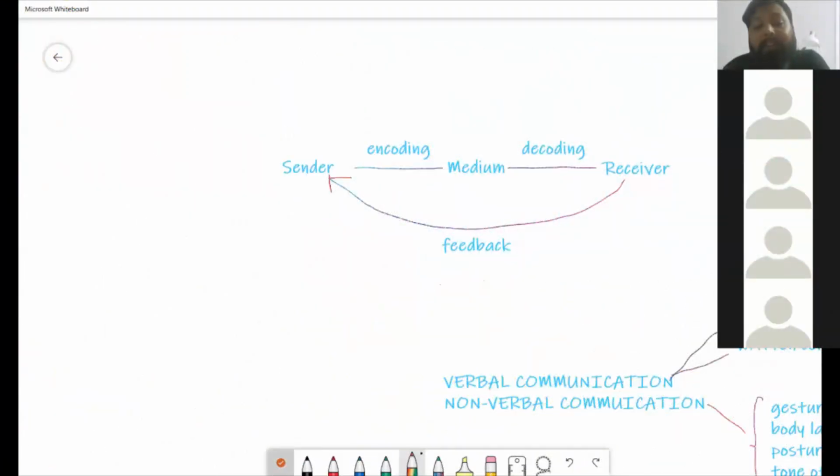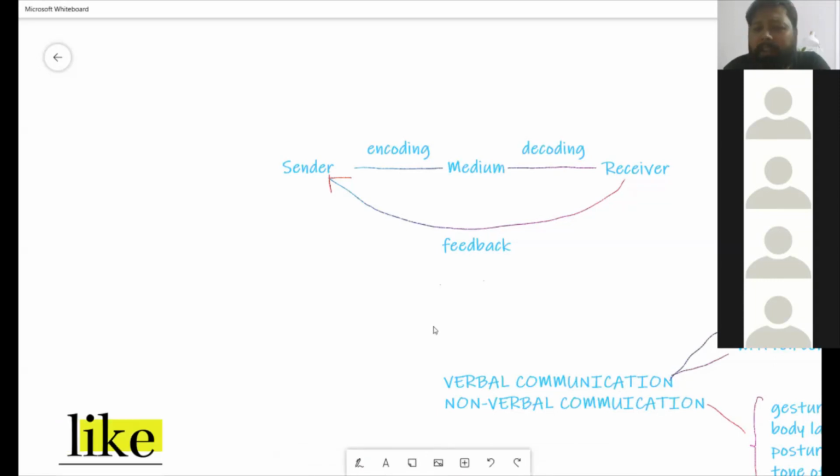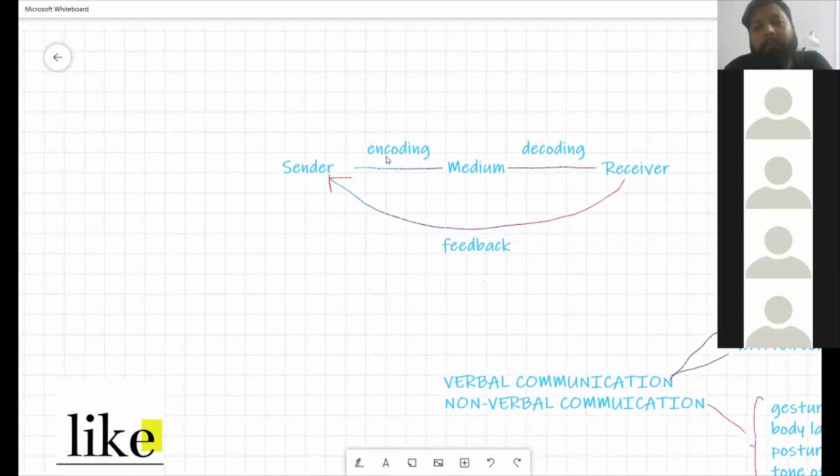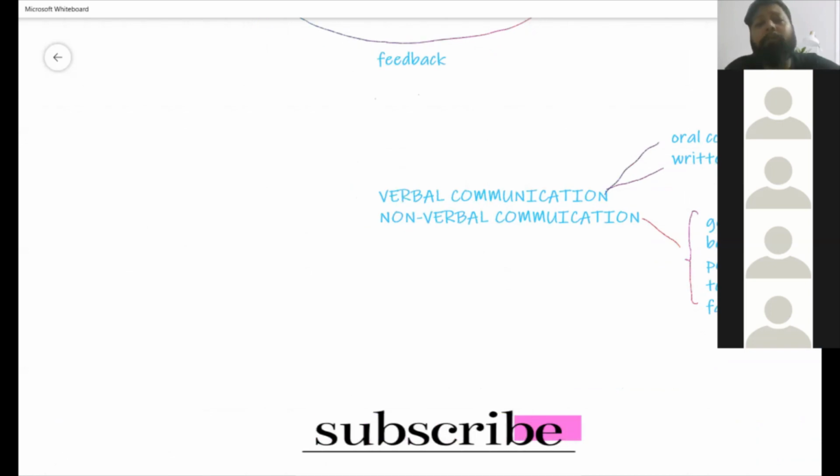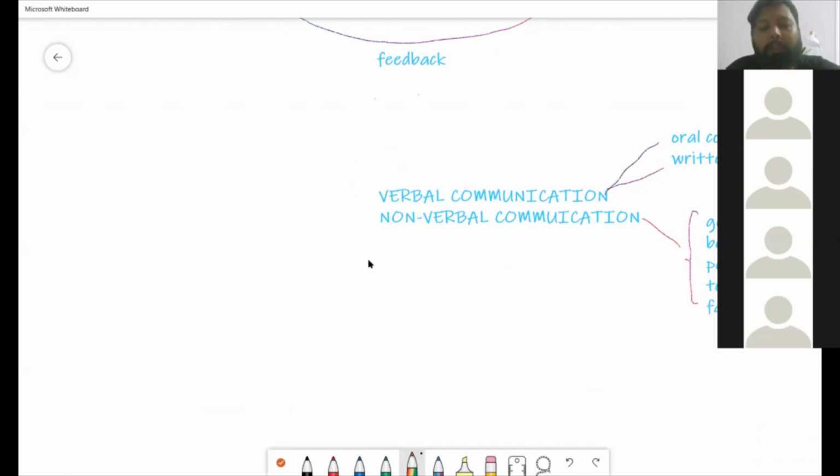Idea of what are the types of communication. And these are again very, very simple. There are two types of communication that you always need to remember. The first is verbal communication and the next is non-verbal communication. Very, very simple. Verbal communication is the communication in which you use words.